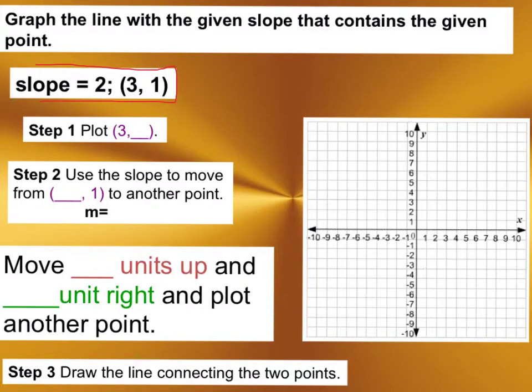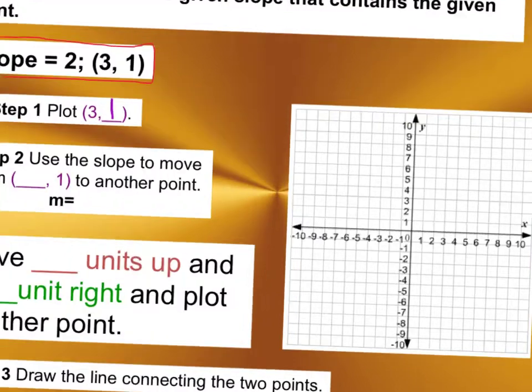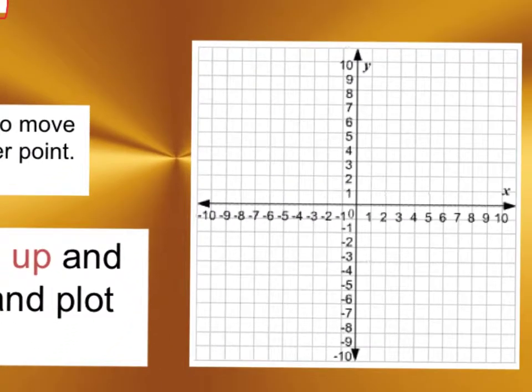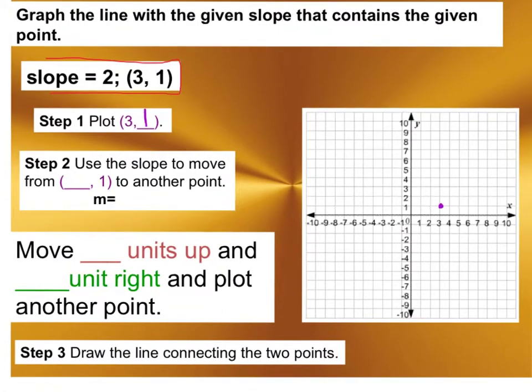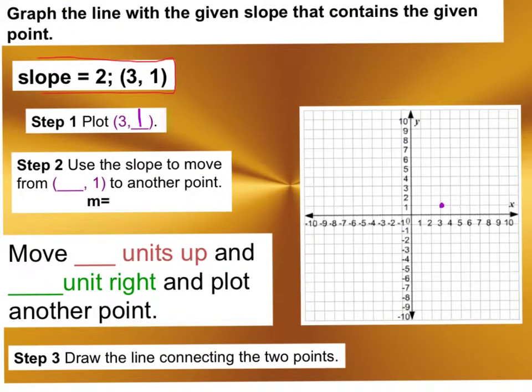So step 1 is to plot the point that they gave us. So we're going to plot the point 3, 1. And look to our graph. Remember, I'm going to go ahead and enlarge the graph so I can plot the point 3, 1. Okay, so go 3 on the x, 1 up for y, and there's our first point, and that's the point that they gave us.